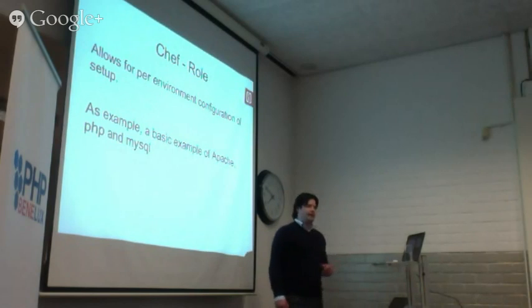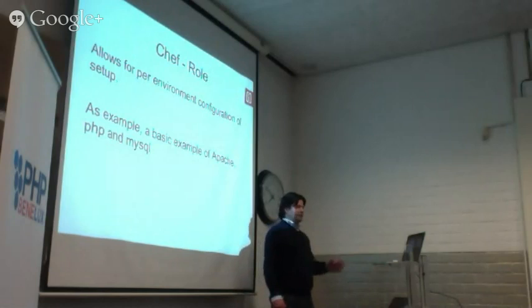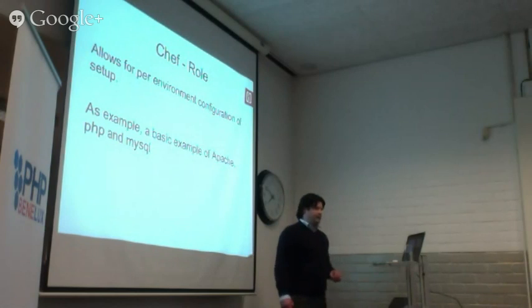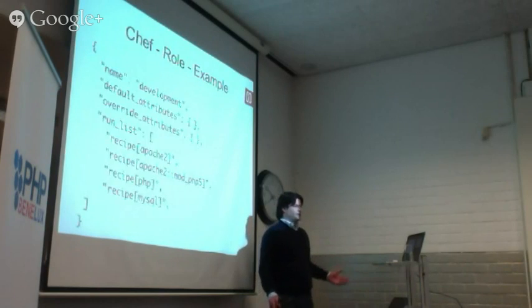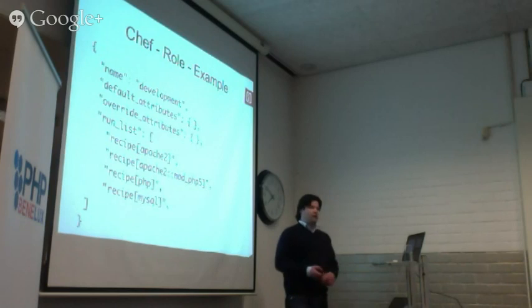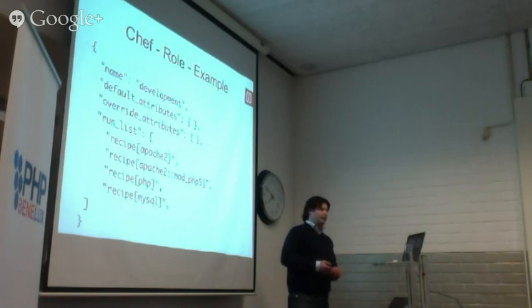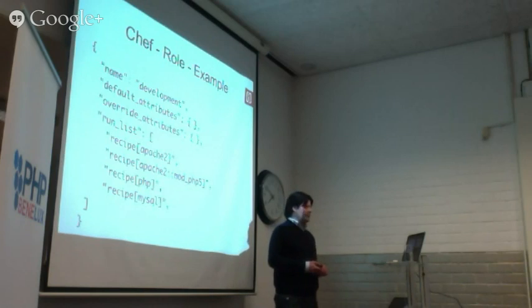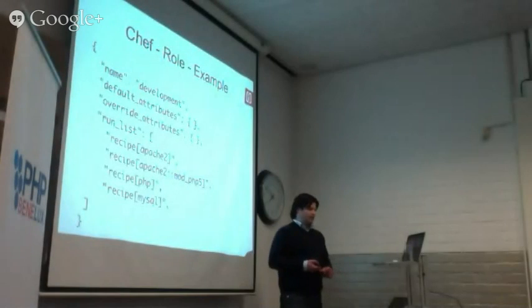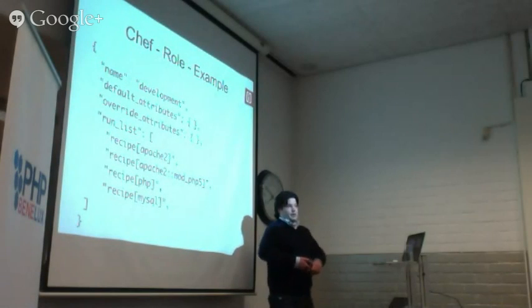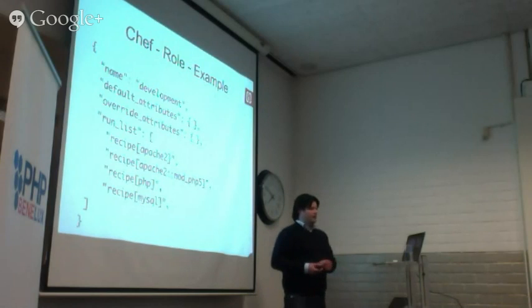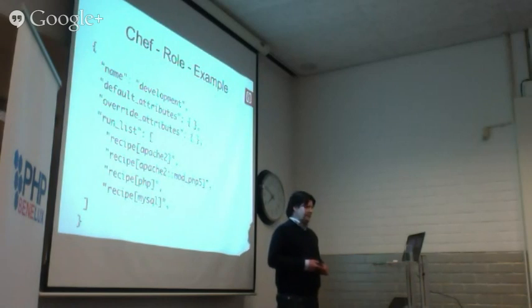I mean, the L of the LAMP stack is already being built by Vagrant, so we're going to do the M part of the LAMP stack. The simplest example is basically this. For a development environment, you don't want to override any attributes defined by the cookbooks themselves. And as a run list, you just want to install Apache 2 with more PHP because hey, we're going to run PHP. You install PHP and you install MySQL.